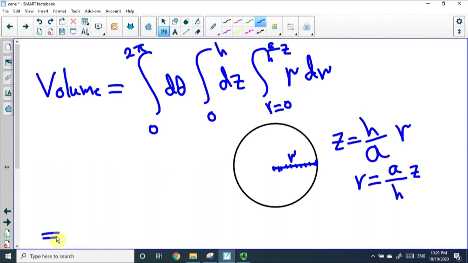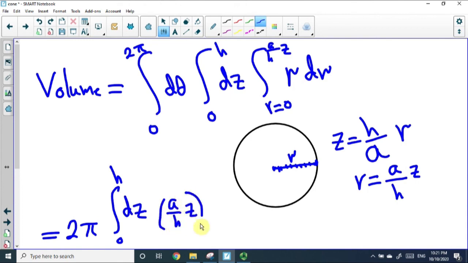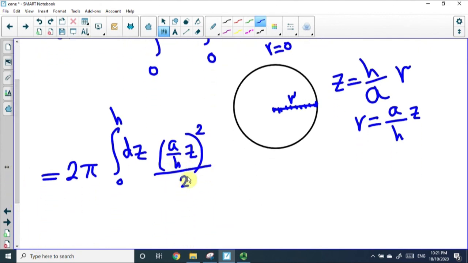And the answer is going to be, integration over theta is simple. I'm going to do it first, 2 pi. I'm going to keep the integration over z for now and do the integration over r. The integration is simple, it's r squared over 2, and then I'm going to substitute the limits. So that will be a over h z squared divided by 2. So that's the integration over r, substituting the limits, and finally we can do the integration over z, which is a simple thing to do.